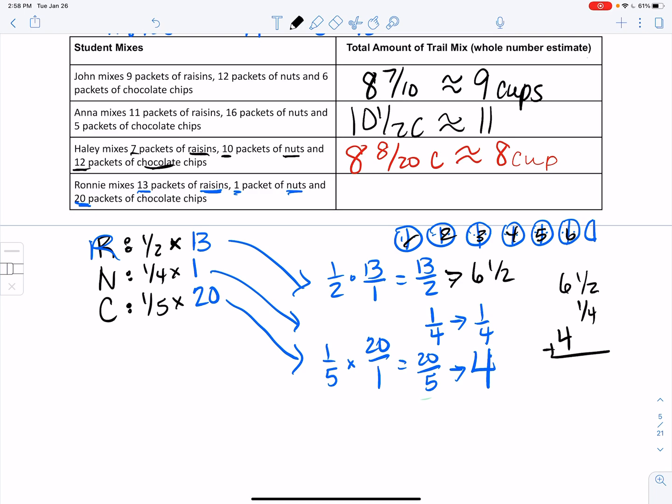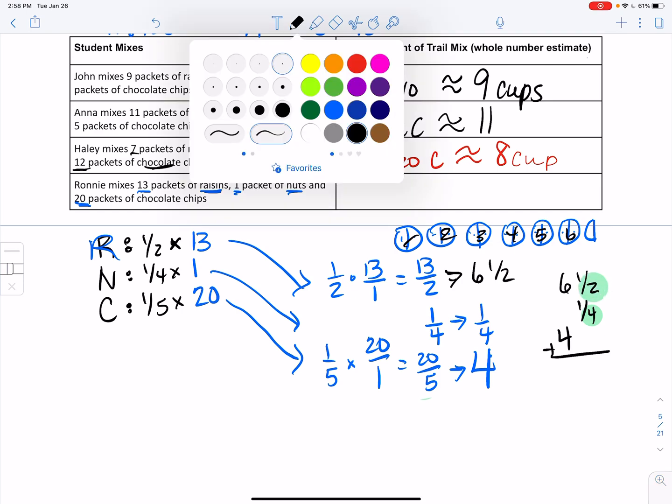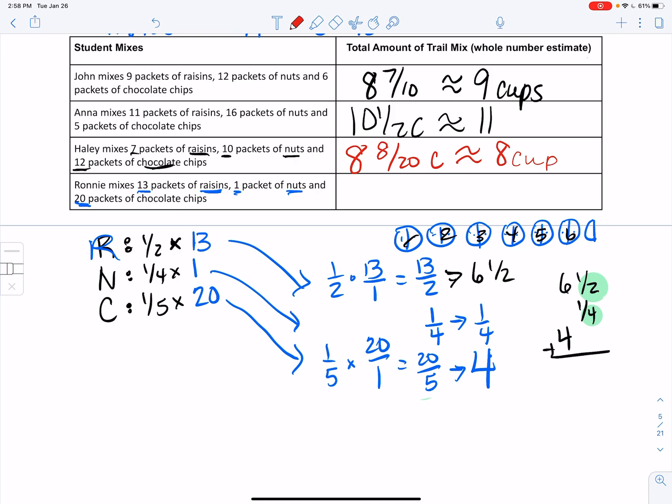Can I do this yet? Ding, ding, ding. No, because those don't match. So I have to make them match, and I'm going to make them match by turning the 2 denominator into a 4 denominator by multiplying across the top and across the bottom. So this one turns into 6 2/4 plus 1/4 plus 4. So if I add 2/4 and 1/4, I get 3/4. 6 plus 4 is 10.